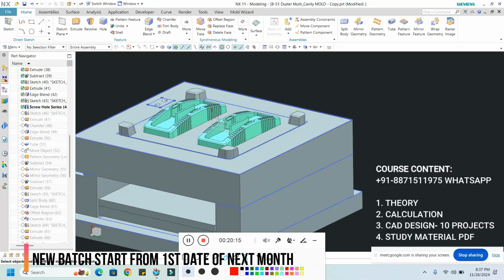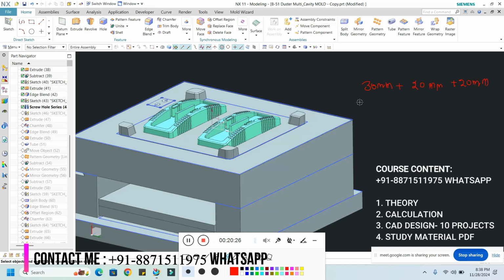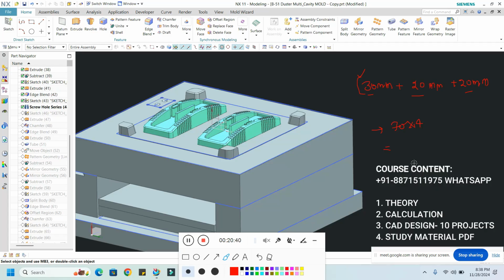So 30 mm is the component height plus 20 mm for the clearance and 20 mm again for the fitment, or the fixing of that pillar, right? So that's why 30 plus 20 plus 20. Tell me, what is the total? 70. So 70 multiplied by 4, 240. So 240 mm is nothing but the guide pillar length.